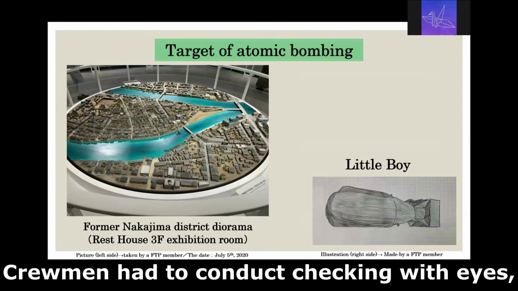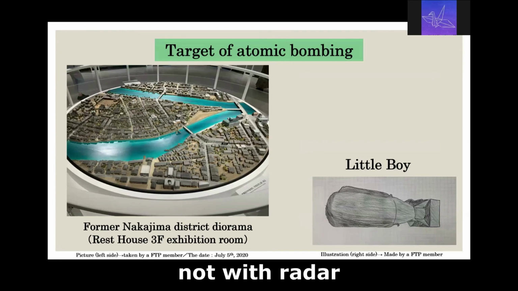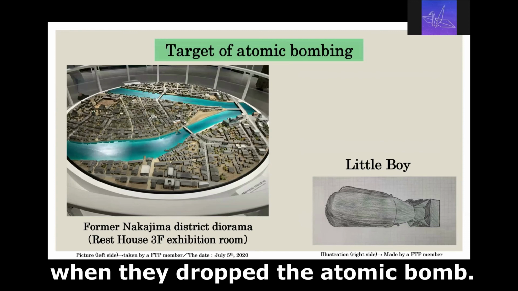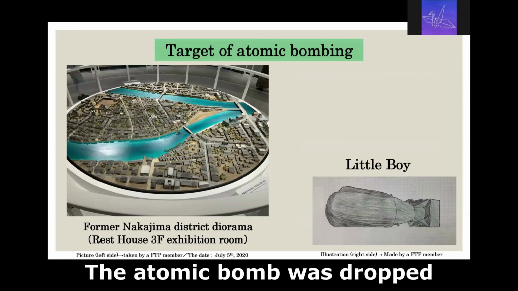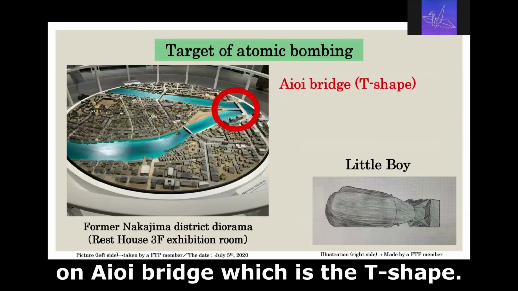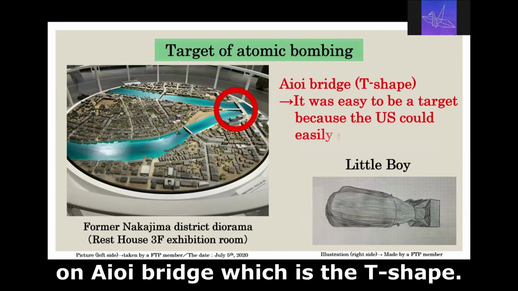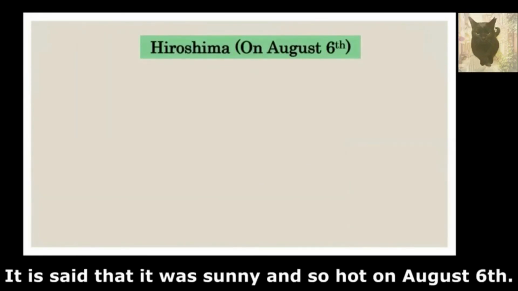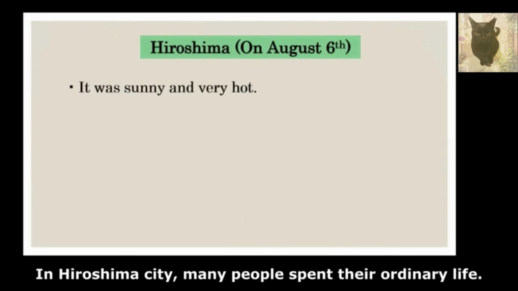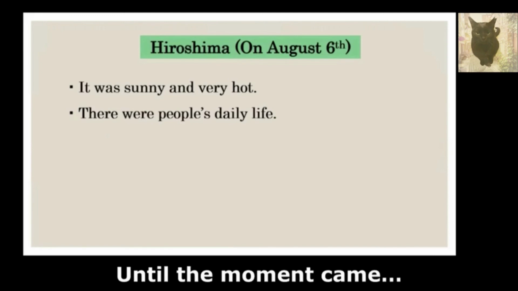Crewmen had to conduct checking with their eyes, not with radar, when they dropped the atomic bomb. And the atomic bomb was targeted at Aioi Bridge, which is T-shaped. It is said that it was sunny and so hot on August 6th. In Hiroshima City, many people spent their ordinary life until the moment came.